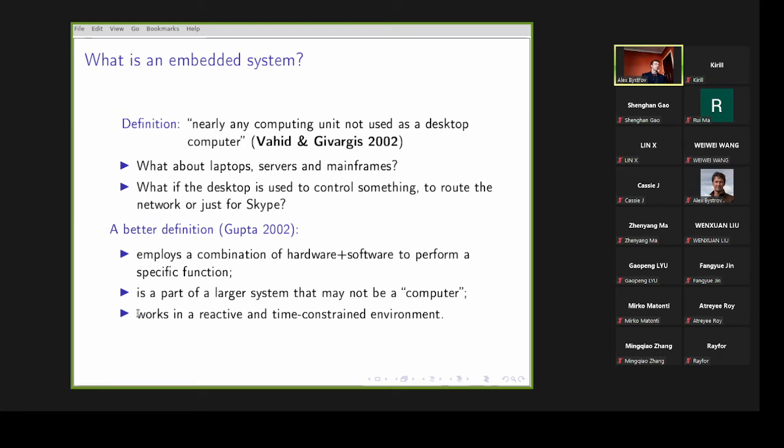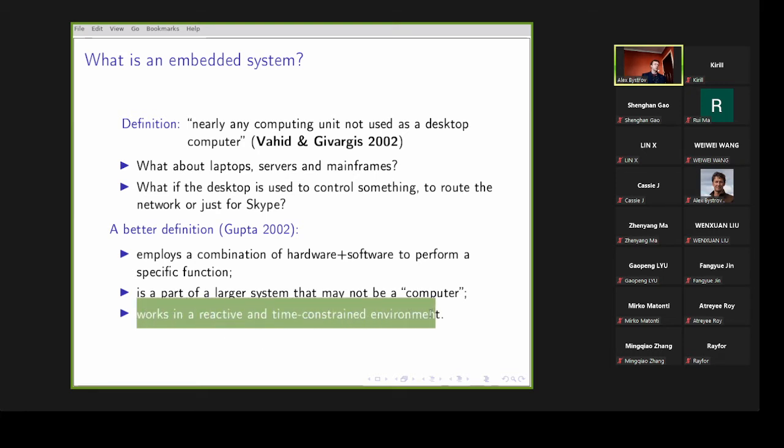Good. And the last point is extremely nice and relevant to our module. An embedded system works in a reactive and time-constrained environment. Reactive means that it responds to the inputs. So we need to study models and protocols for communication between processes. So the request comes and somehow the embedded system or a program in the embedded system should respond to this. That's the whole point. It's reactive.